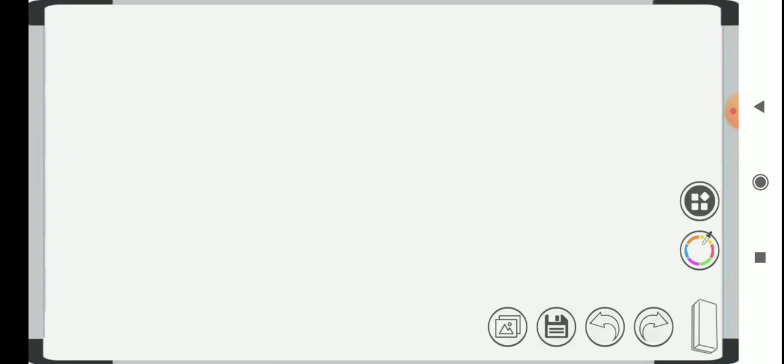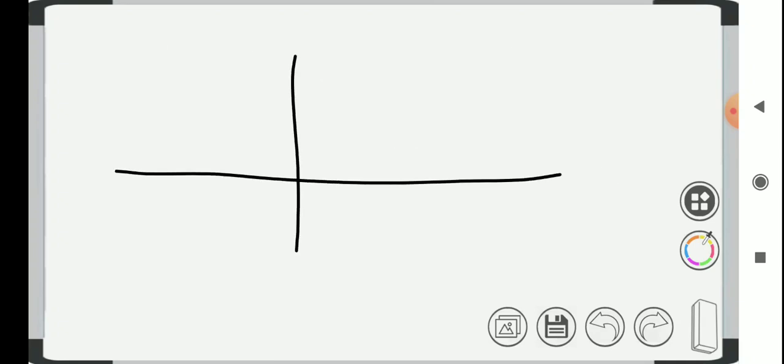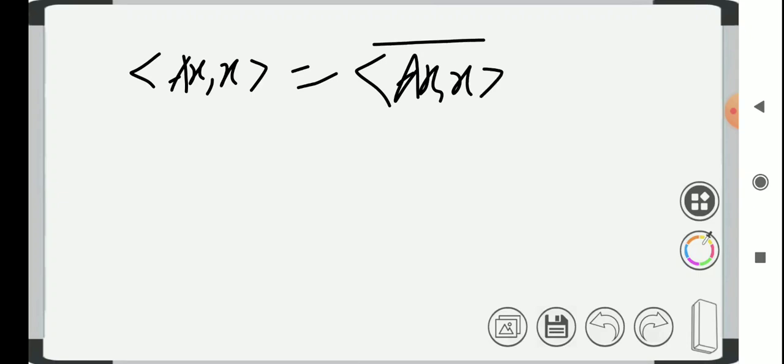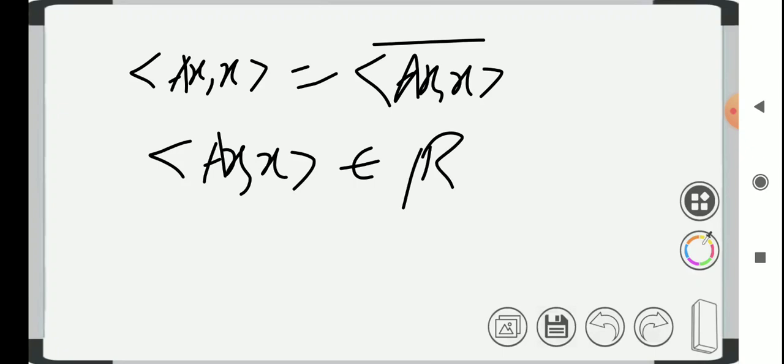It is clear from your basic knowledge about complex numbers that if we have a complex number z, its conjugate is simply its reflection about the x-axis, this is z conjugate. But if we have a real number, then its reflection will be simply itself about the x-axis. So if z is a real number, then z is equal to z conjugate. Hence here we have the inner product of Ax with x is the same as the inner product of Ax with x conjugate, which implies simply that the inner product of Ax with x belongs to the reals.